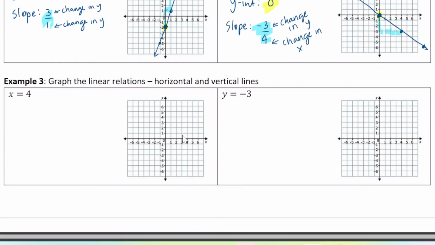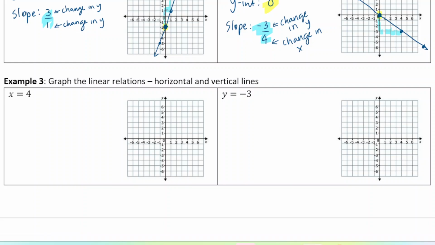Okay, let's look at these two interesting scenarios. These are kind of special cases. We don't have a slope really for either of these. So x equals 4. This is going to be a straight line, but the x value for this line is always going to be 4. The slope is actually undefined for this equation, but it is a straight line, so I do want to talk about it. Think for a second what a line might look like where the x values are always 4.